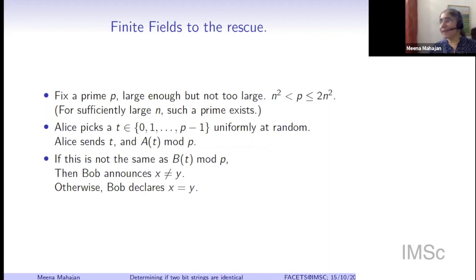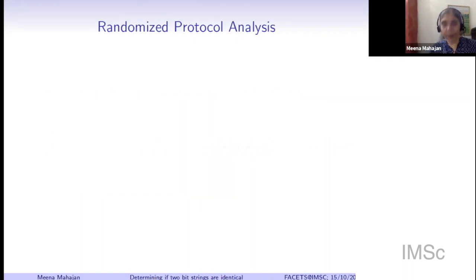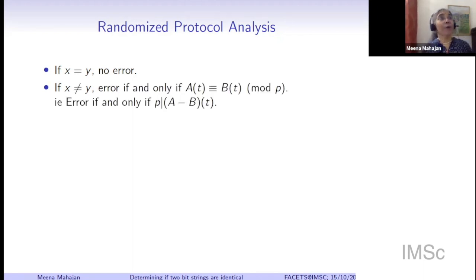We need to analyze this protocol. What can we say about this protocol? If x is equal to y, again, there is no error. If x is equal to y, the polynomials are the same. You evaluate them anywhere, the values are the same. The values mod p are also the same. If x is not equal to y, when will the protocol make an error?